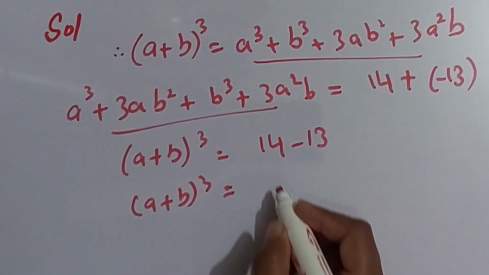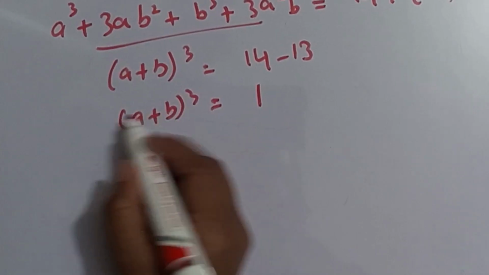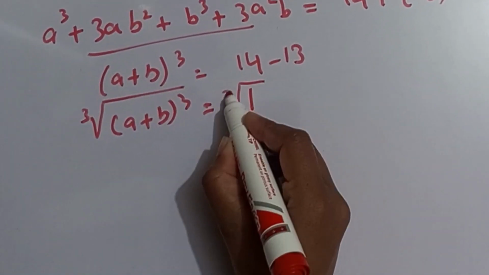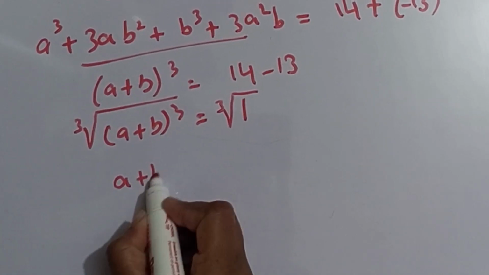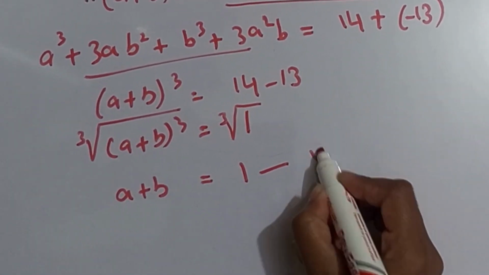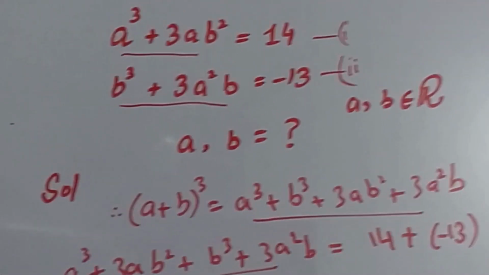So (a plus b) whole cube is equal to 14 minus 13, which is 1. In the next step, to remove this cube, we take a cube root on both sides of this equation. So we get a plus b is equal to 1. We call this our equation number 3. We use this equation later. Focus on the first two equations.